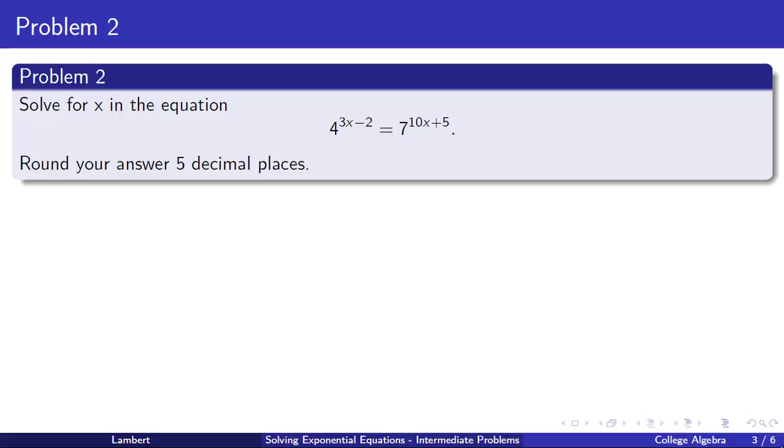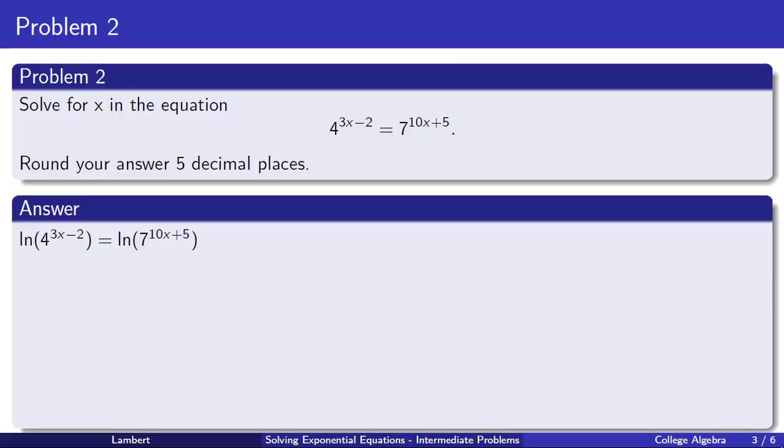Solve for x in the equation 4 to the 3x minus 2 power equals 7 to the 10x plus 5 power. And we want to round our final answer to 5 decimal places. So in looking at this, we can proceed by using those laws of logarithms once again. That means we take the natural log of both sides, so you get natural log of 4 raised to the 3x minus 2 equals natural log of 7 raised to the 10x plus 5 power.